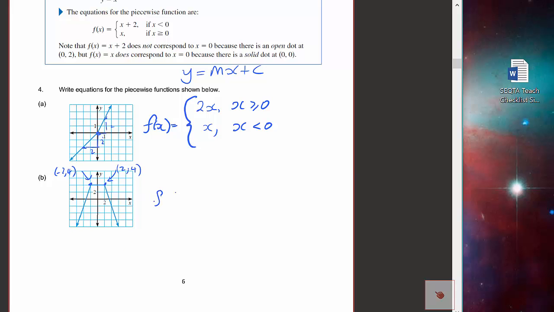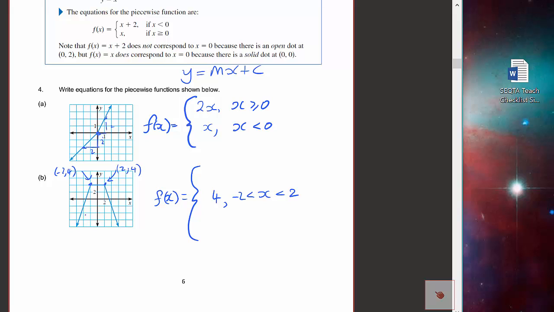Now the middle part is actually the easiest bit here. This one's in 3 parts, obviously. And the middle part is just part of the line y equals 4. So we're going to just say 4. And that happens when x is between -2 and 2.